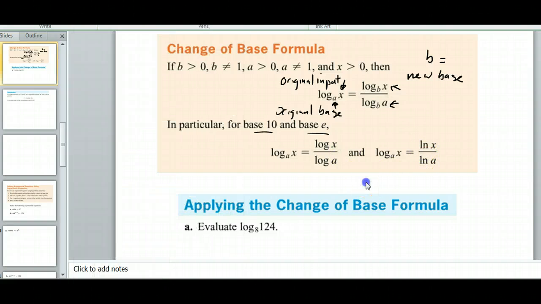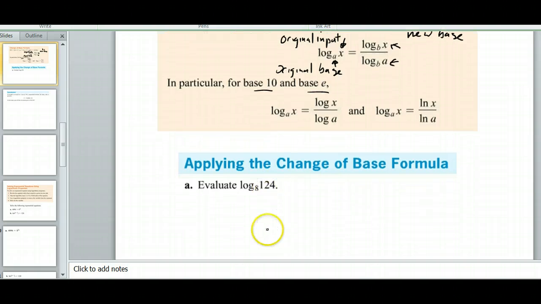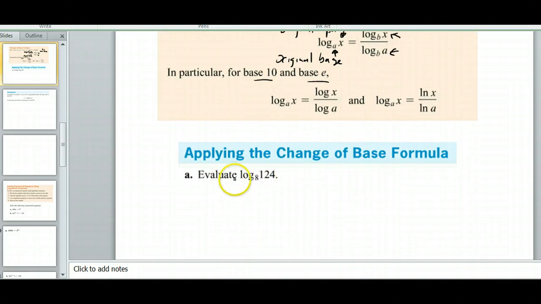And that's what this is saying. So we can change any base into something that we do have on our calculators. According to the change of base formula, this is like the a, right? This is like the x. Okay, a and x up here. So x was 124, a was 8. So I'm going to say that this is equal to the log of 124 divided by the log of 8.